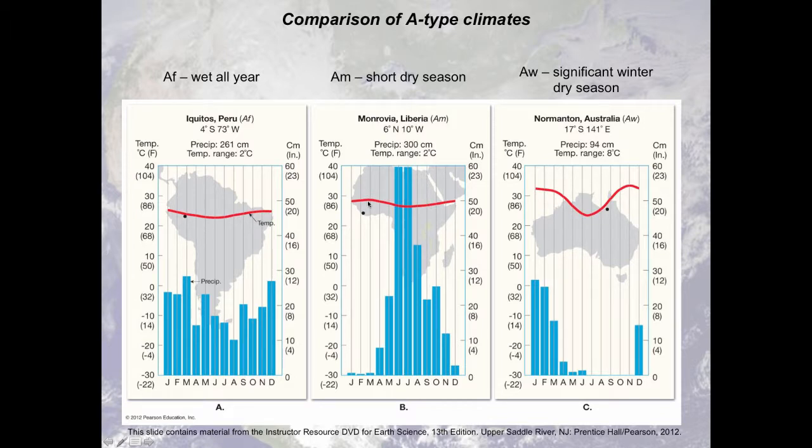And then a longer dry season, which is this AW, this tropical wet and dry, is characterized by Normanton, Australia, or analogous to, and it's an example of where temperature does vary a little bit more than in the AF and AM zones. But again, the latitude, we're at 17 degrees south, whereas the Liberia and the Peru sites are 4 degrees and 6 degrees north. So right on the equator, right on the ITCZ. Normanton, Australia is barely tropical. It's almost subtropical.